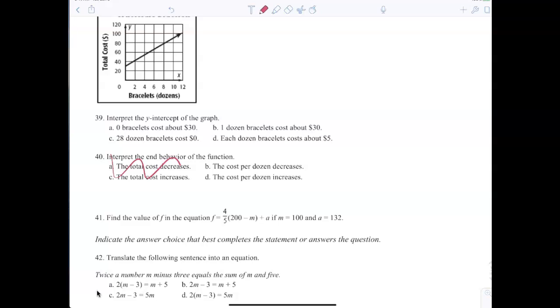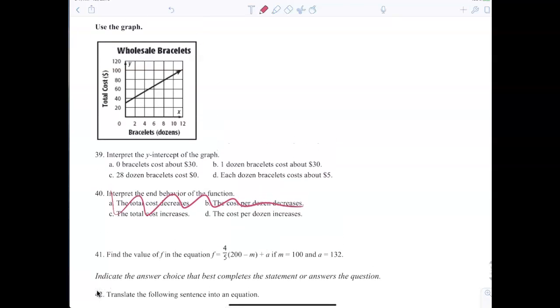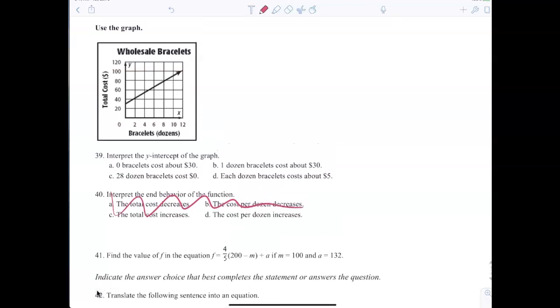Again, we don't care about the end behavior. All right, Bo, I don't want to make another mistake. So tell me about this one. Interpret the Y-intercept. I don't think so. What do you think? Definitely. The Y-intercept means what happens when x is 0. When x is 0, the total cost would be what?